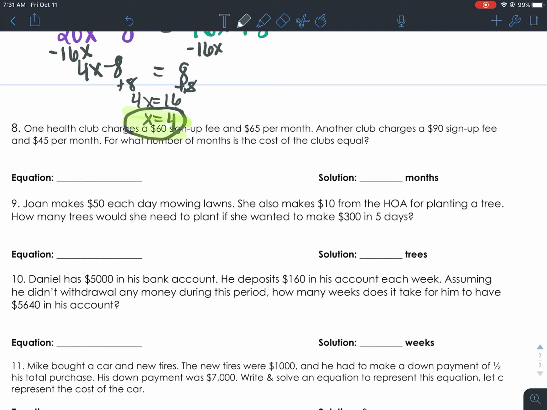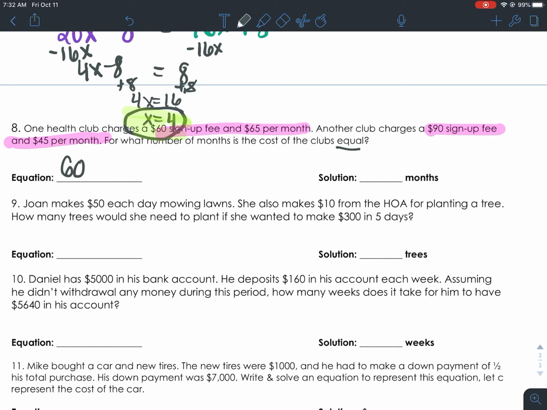One health club charges a $60 sign-up fee and $65 per month. Another club charges a $90 sign-up fee and $45 per month. So let's see, I'm just going to highlight. $60 sign-up fee, that's the first club, and the second one has a $90 sign-up fee and then $45 per month. How long until the clubs are equal? So we're just literally going to set this up equal to one another.